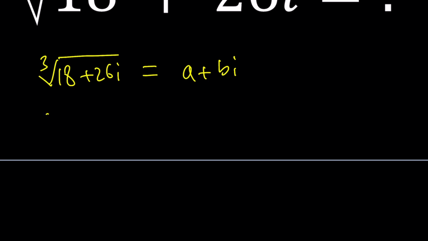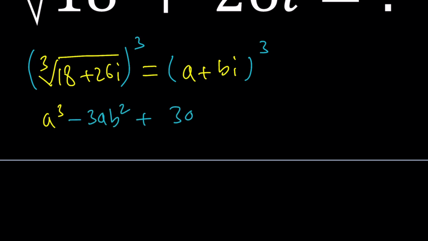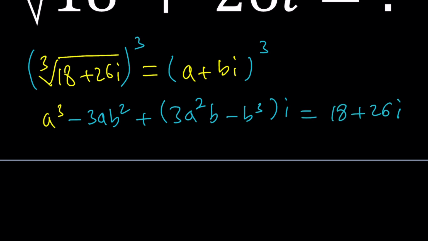Anyways, no worries. So if you go ahead and cube both sides, this is what I should be doing next. And switch sides. So this is what I'm getting. I get a cubed minus 3ab squared plus 3a squared b minus b cubed. That will be my imaginary part, right? And then this should equal 18 plus 26i, okay?